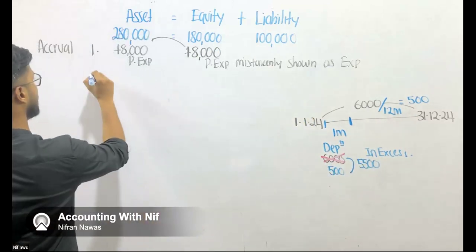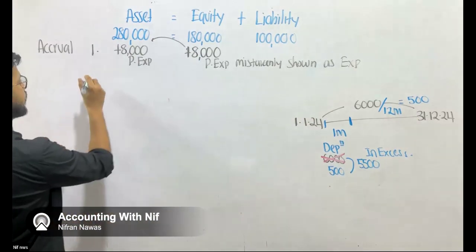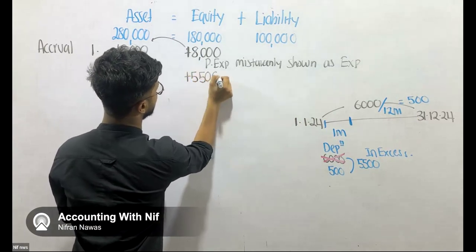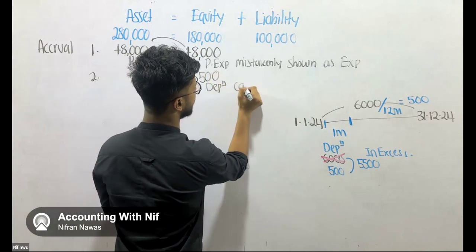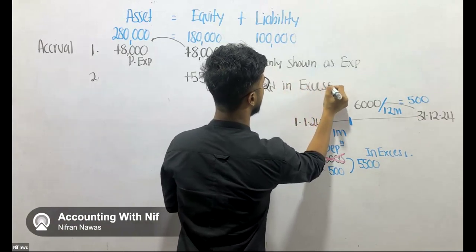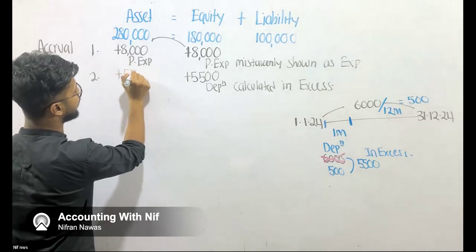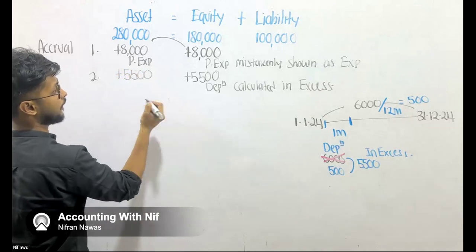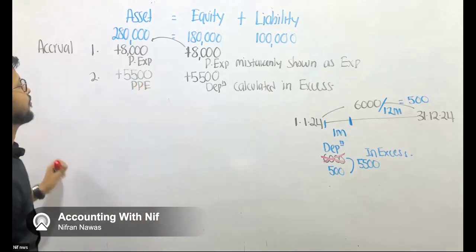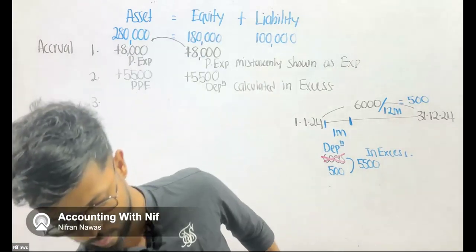So what you need to do, moving to the second point, you need to add back 5,500. This is depreciation calculated in excess. Did you understand? Okay. And you should add back your asset as well, because you would have deducted the asset as well. So you should add back your property, plant, and equipment by 5,500, right? So that's basically the second adjustment we got, right?